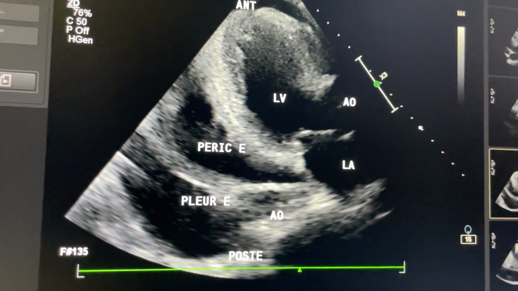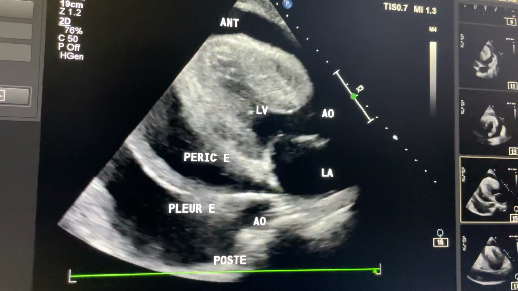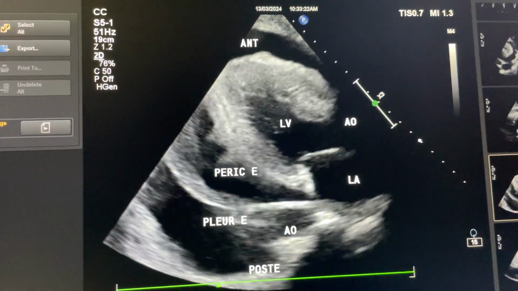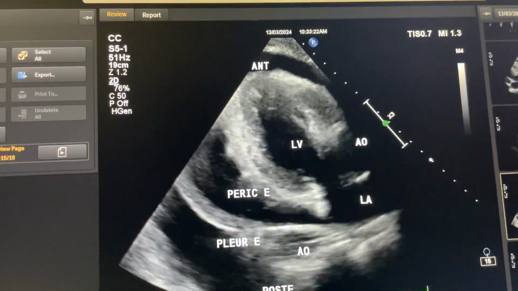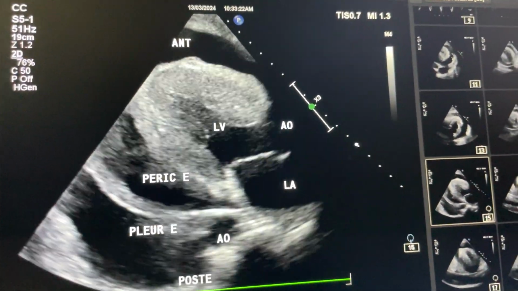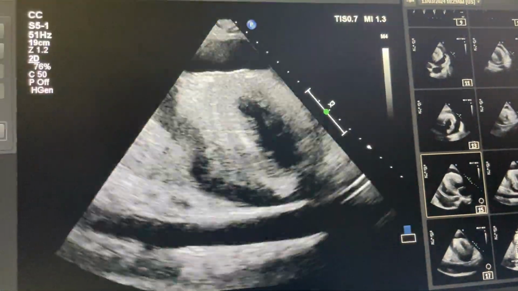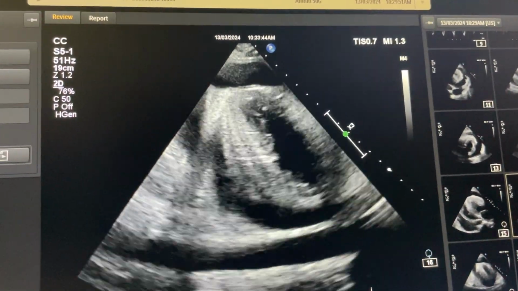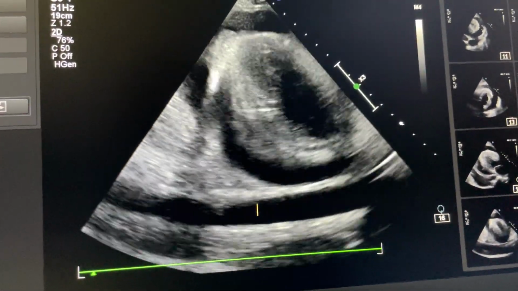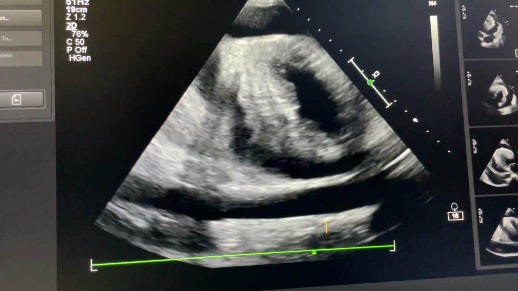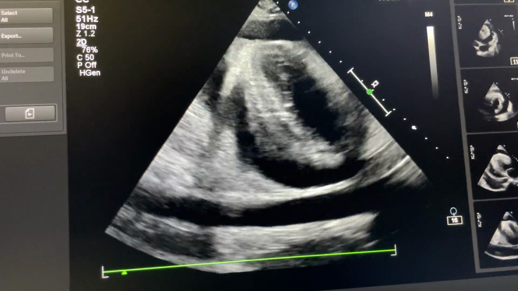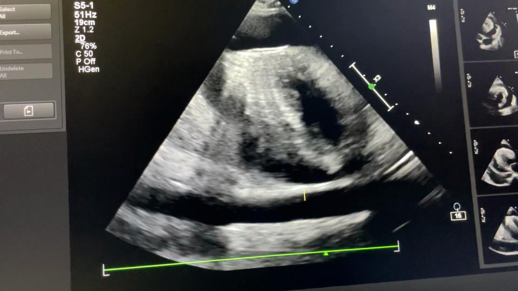So the thing that you have to remember in this case is how to differentiate pleural effusion from pericardial effusion in parasternal long axis view. Next image, you see in this case, this is thoracic aorta. In longitudinal sections you are seeing, and this portion is pericardial effusion. So pericardial effusion is anterior to thoracic aorta.